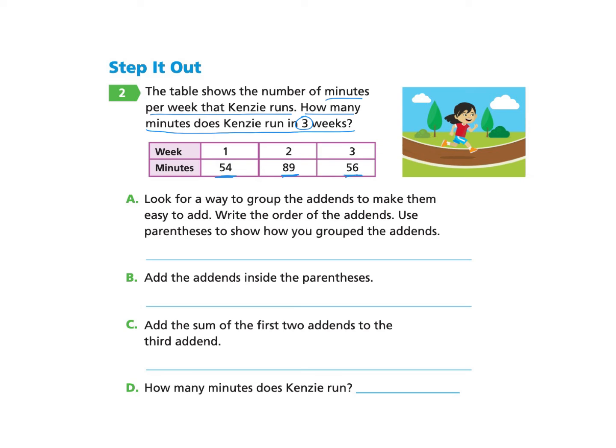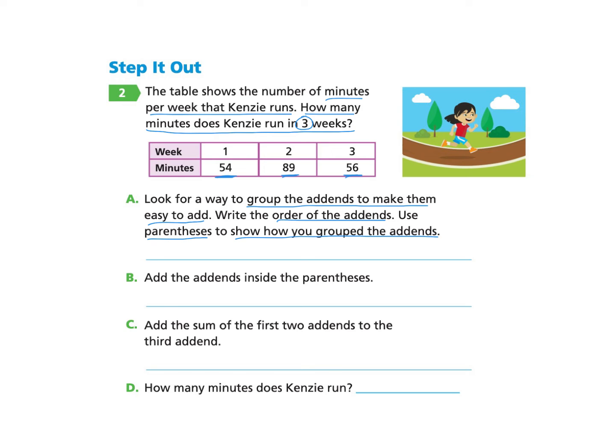Let's look at part A. Look for a way to group the addends to make them easy to add. Write the order of the addends and use parentheses to show how you grouped the addends. So if you would like to pause and try this on your own, you can do that and come back and check your answer. Otherwise, you can follow along with me.